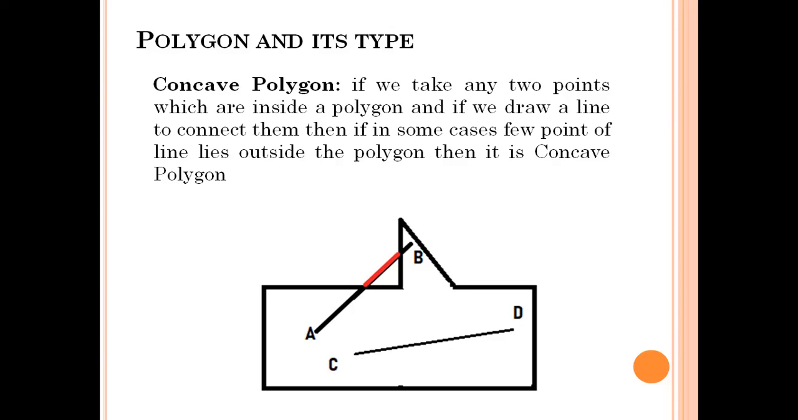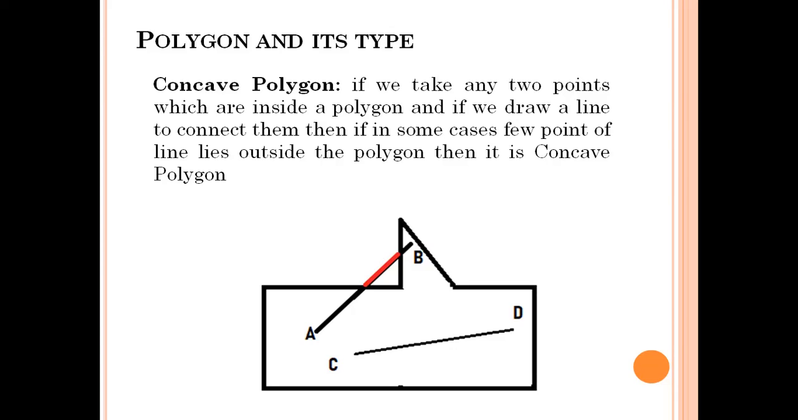But in another case, in the case of line segment AB, the part which is shaded with the red color is outside the polygon. So if there is a case in which a few points of the line connecting 2 points which are already present in the polygon lie outside the polygon, then that kind of polygon is called a concave polygon.